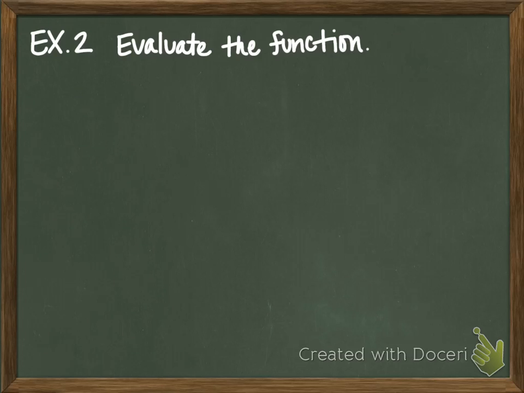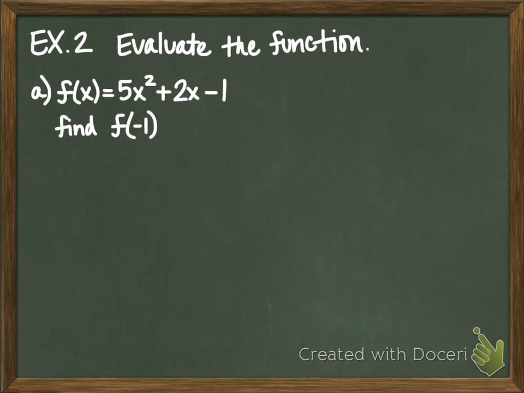Okay, next we're going to look at how to evaluate a function. So for part A, I have the function f of x equals 5x squared plus 2x minus 1, and I want to find f of -1. So that means I'm going to plug in -1 everywhere there's an x in the function. So f of -1 is going to be 5 times -1 squared plus 2 times -1 minus 1.